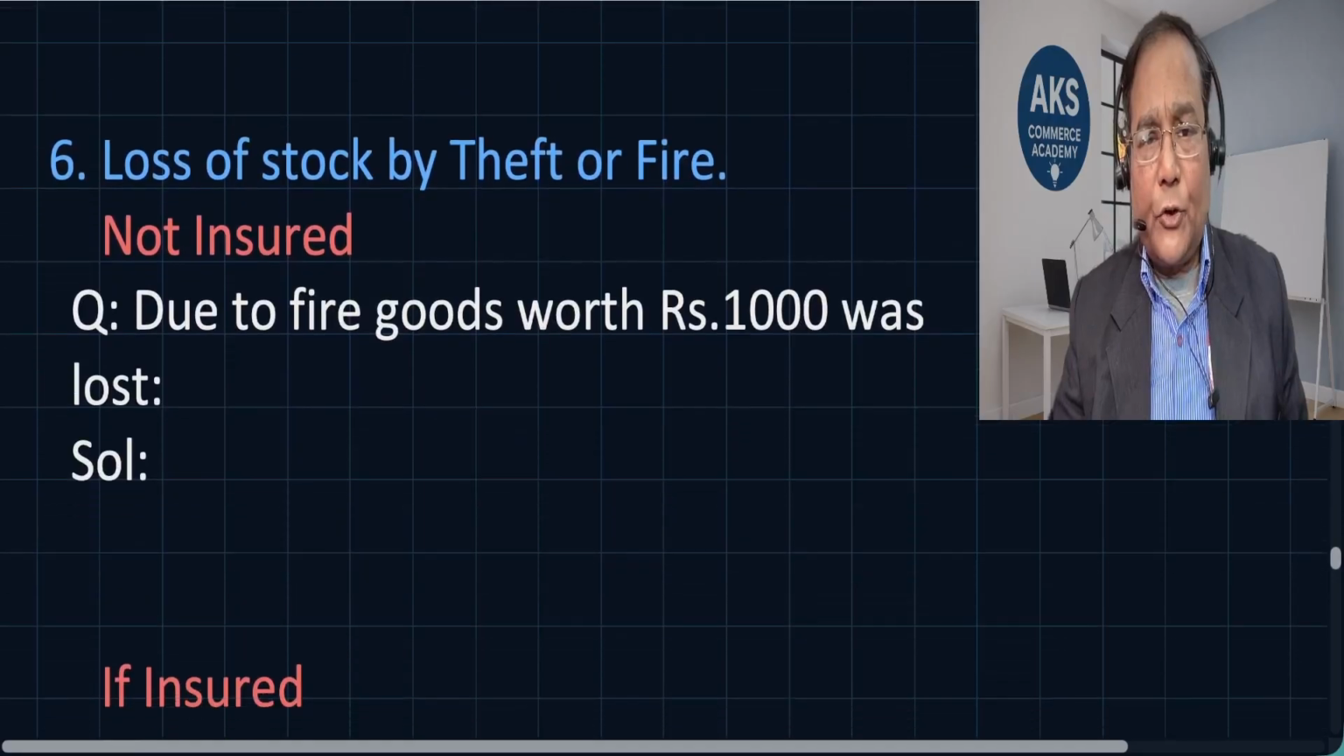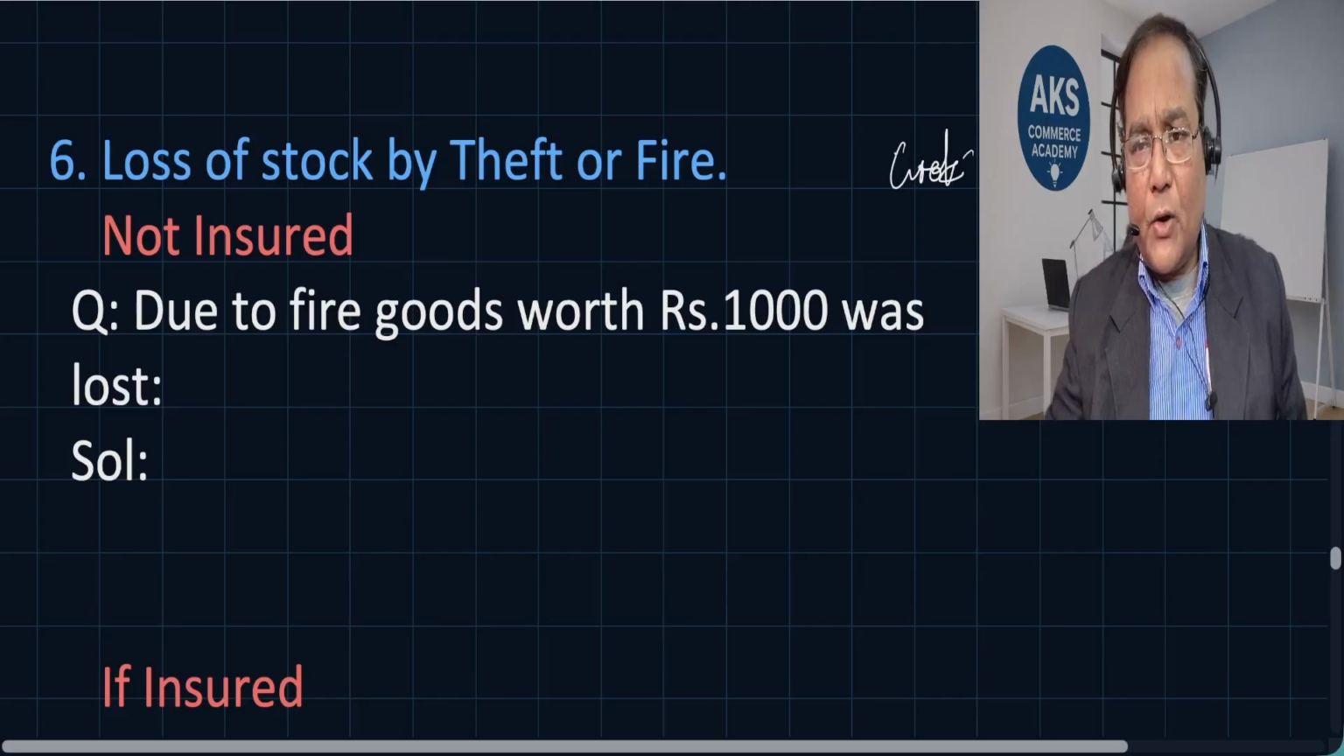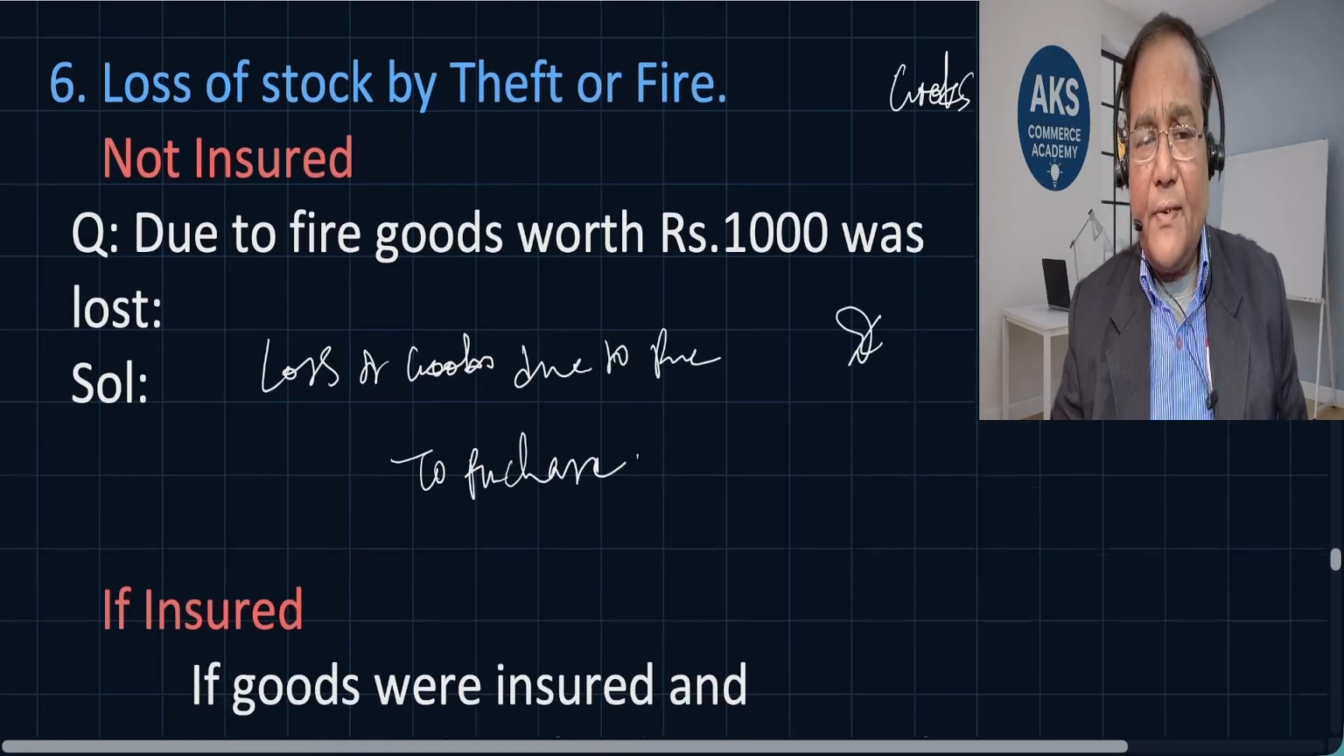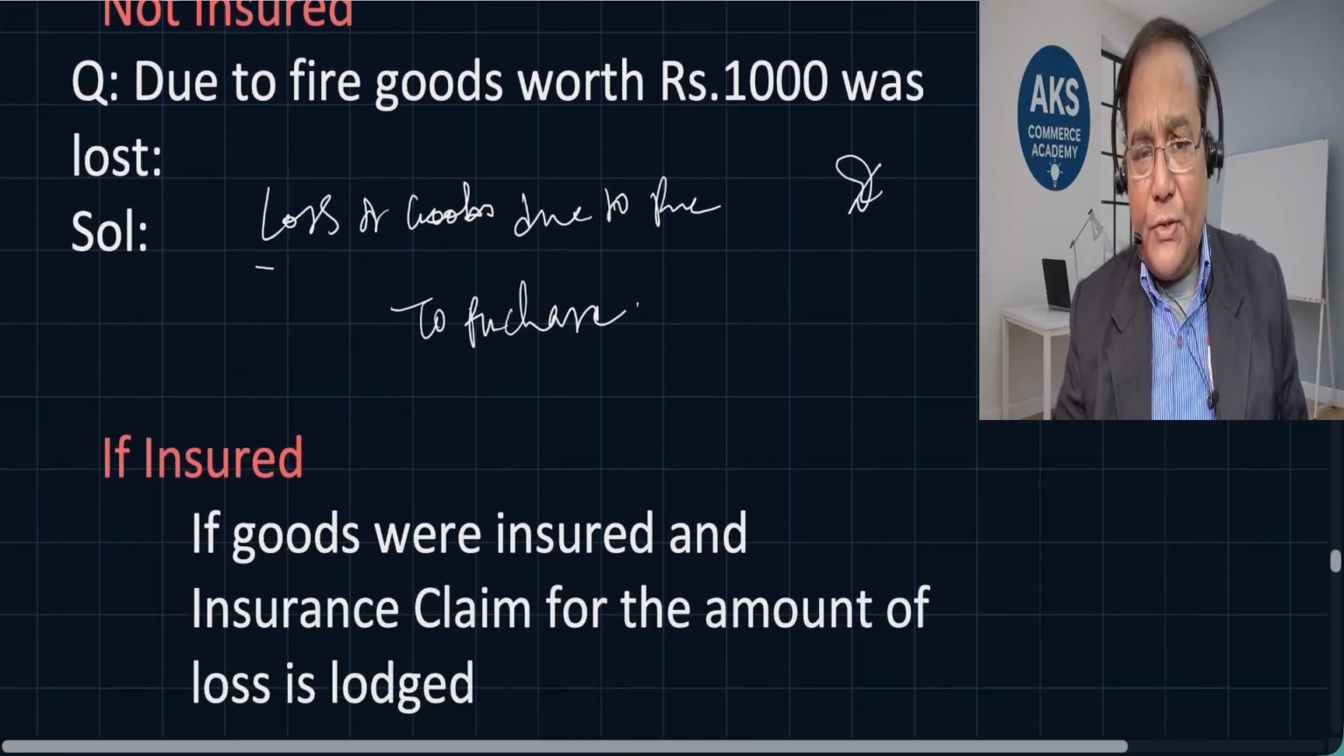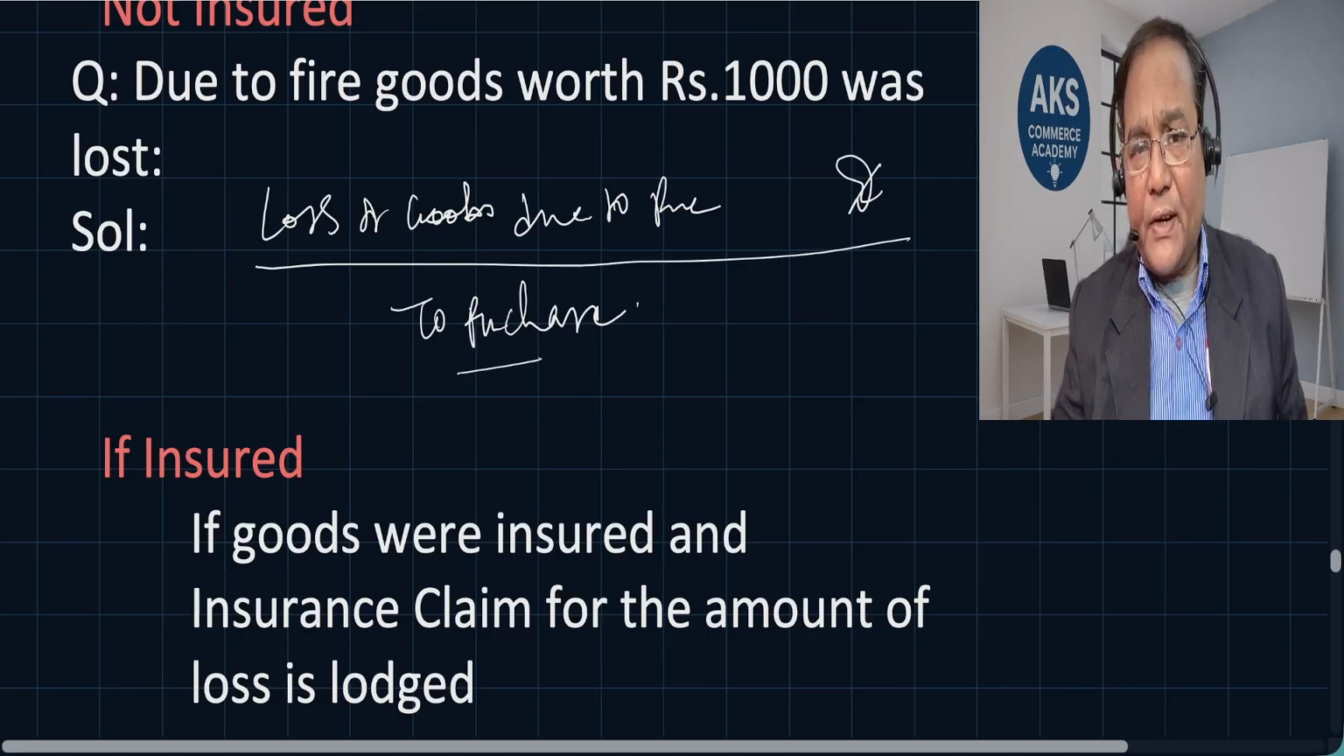All right. Now loss of stock by theft or fire. Usually in business, everything gets insured. If there is insurance taken for stock or goods, general insurance as we call it, then whenever there is loss because of fire, the insurance company bears the cost. What is the entry in the case where goods are not insured? Loss due to fire is debited and purchases to the extent gets credited, because there is 1,000 rupees of loss. All right.